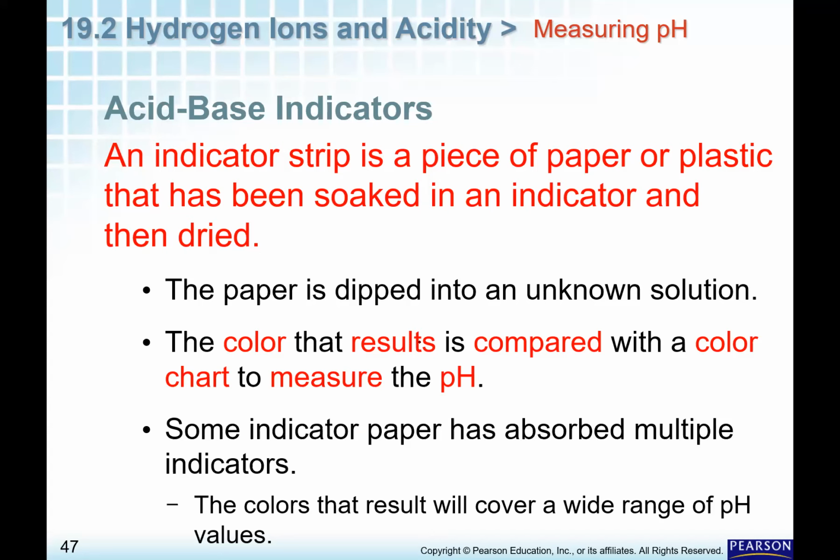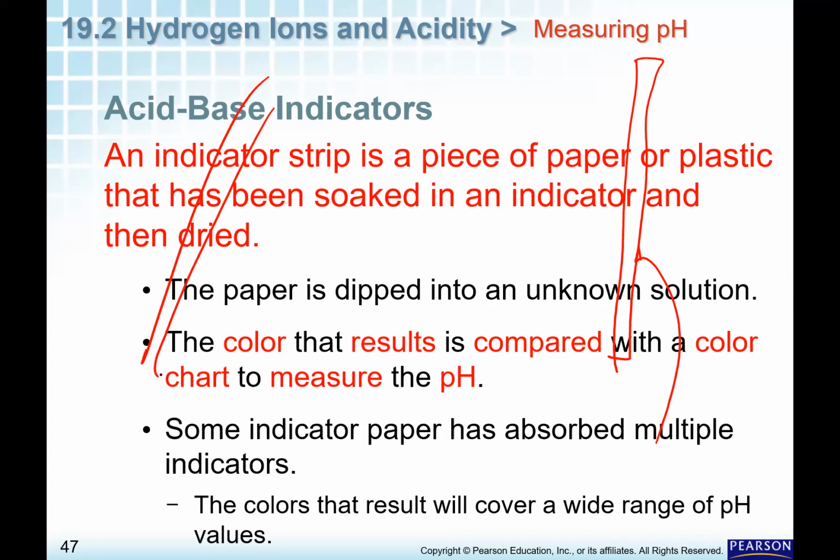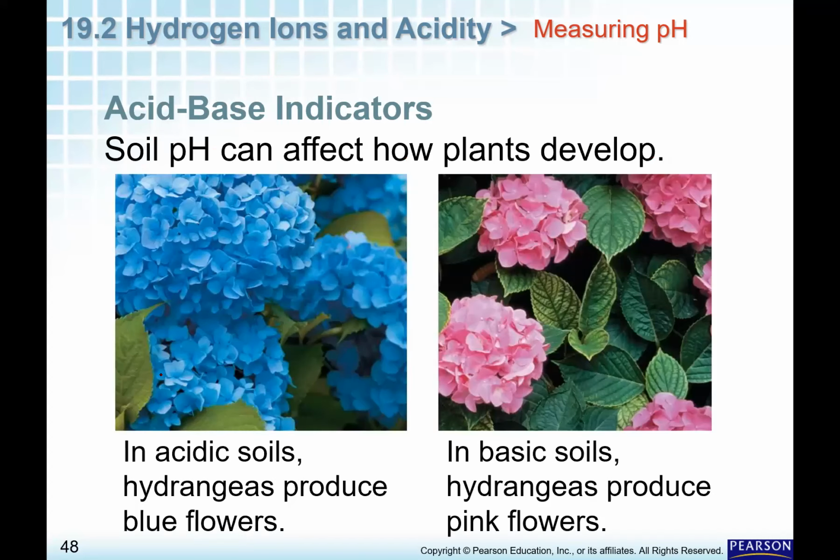We can also use an indicator strip, which is a piece of paper or plastic that has been soaked in an indicator and then dried. It's made from paper or plastic, but it contains the indicator in it. So we can dip that paper in our solution, and based on the range of colors that we get, we can determine the pH.